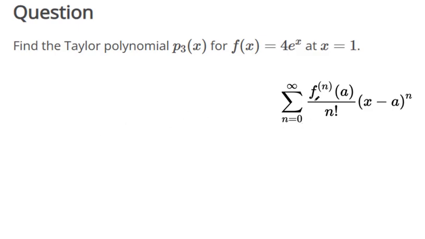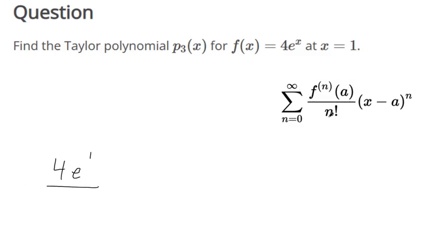n equals 0 means we're plugging in 0 everywhere we see an n, so that means f to the 0 derivative, which is just the original function. And then instead of putting an x in here, remember function notation, f of x, they want us to put in 1 because that's the center. So instead of writing 4e to the x, I'm going to write 4e to the first. That's the top part of the formula.